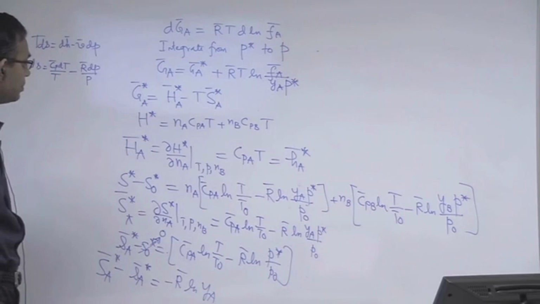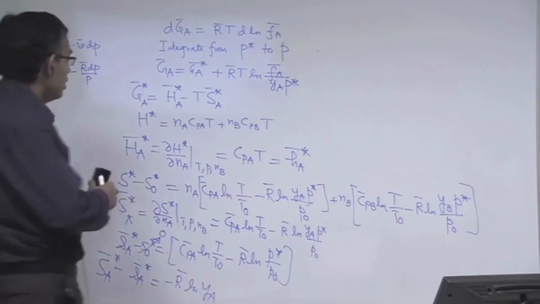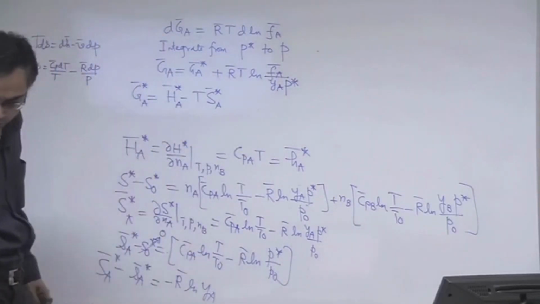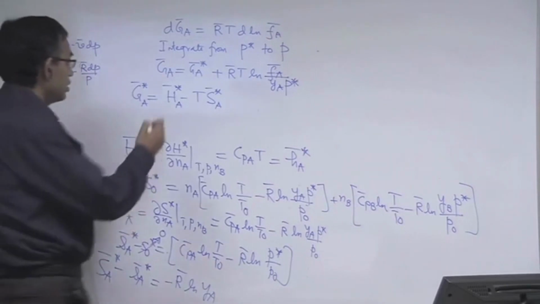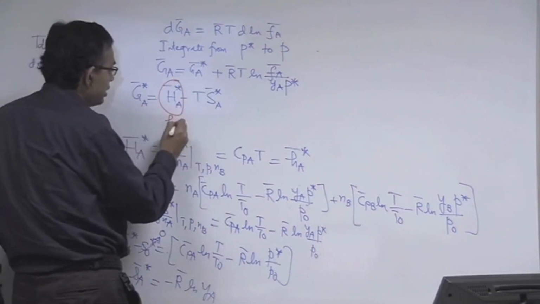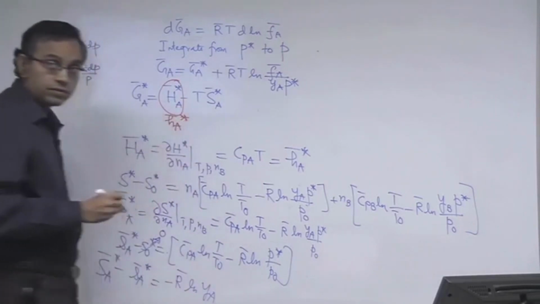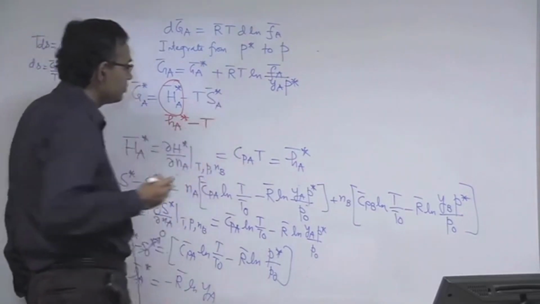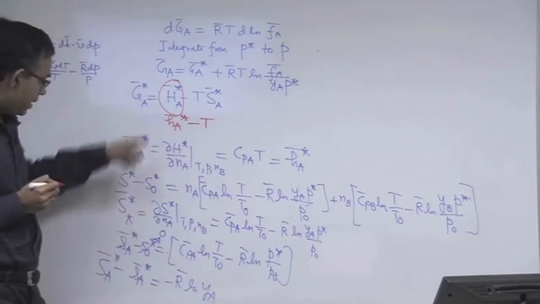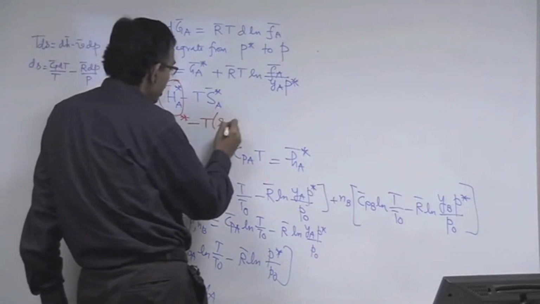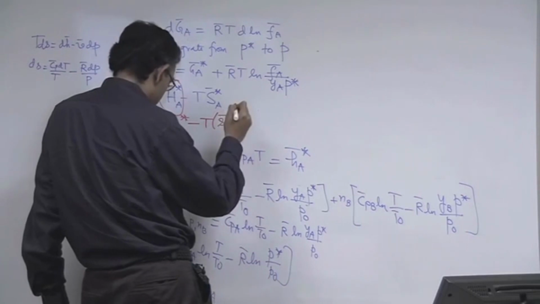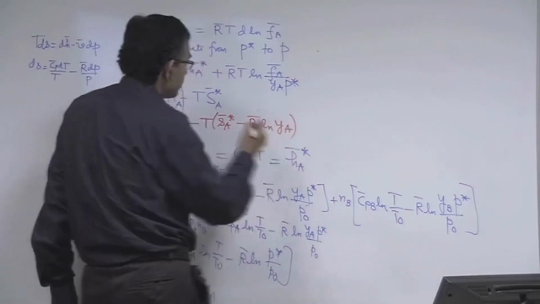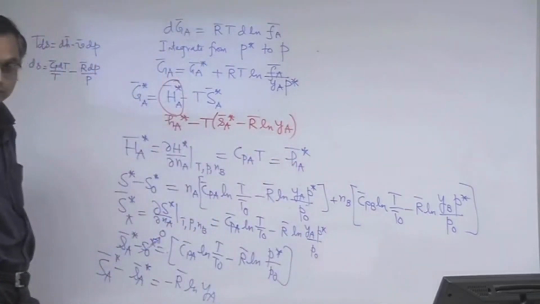So to sum it up, in this expression of G a star, I am writing it with a different color so that it is understandable easily. So this is H a star minus T times capital S a star, which is equal to small s a star minus R bar ln Ya.